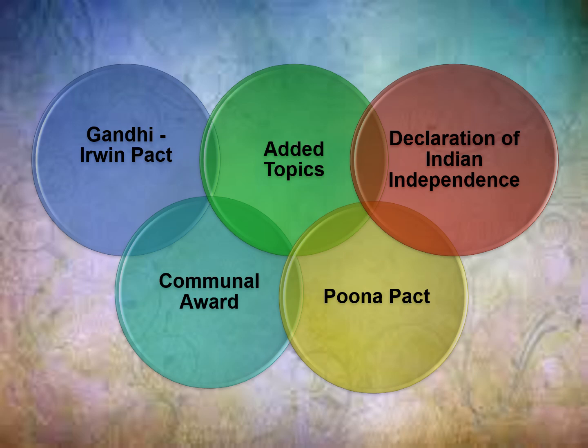However, they endorsed that it would be in the greatest interest of the country. And the decision to separate Sindh from the Bombay Presidency was a major consolation for the Muslims. Gandhi and Congress rejected the award and launched a campaign against it as well. Then there was the declaration of Indian independence and the Poona Pact. There are also important topics which we are going to discuss later on.